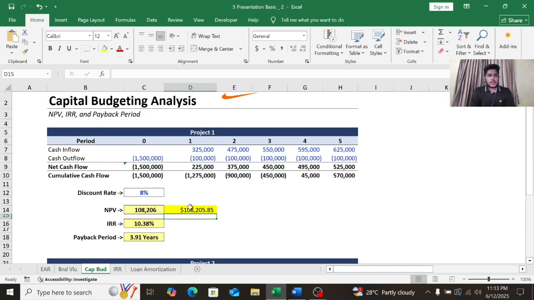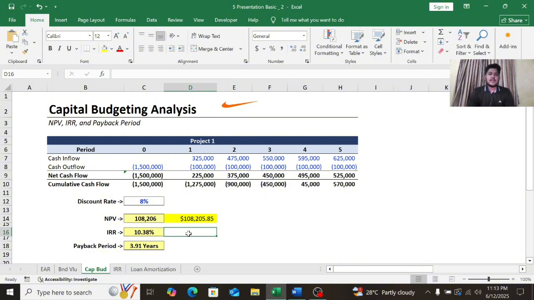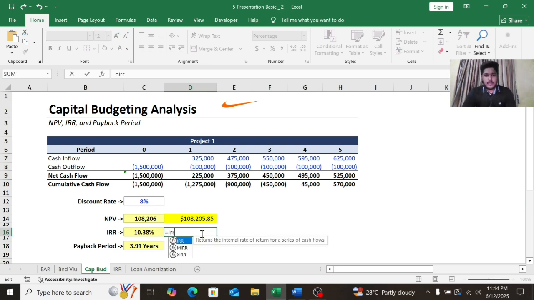Now if we want to calculate the IRR, now we'll calculate IRR. To calculate IRR, we're going to use the formula IRR.